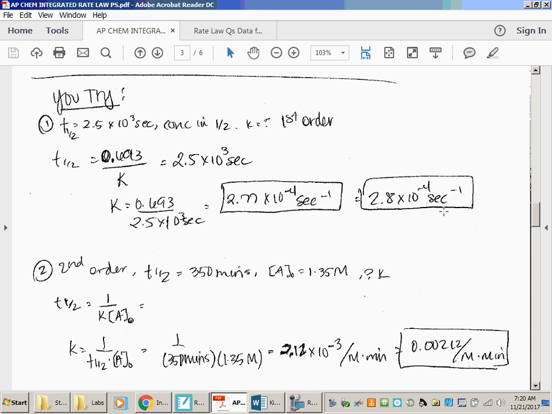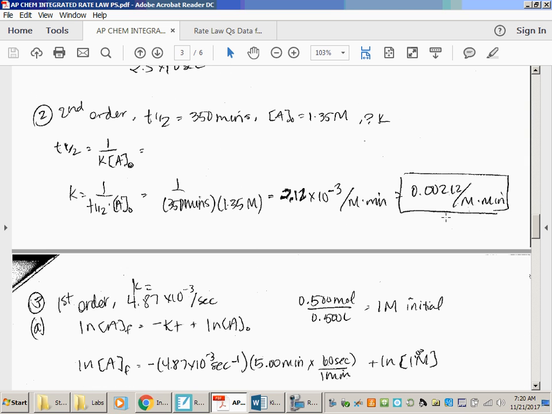3 was the first one I kind of heard a cry for, actually no, 2 was the one I heard a cry for help on. Someone asked me about 2, but really you just had to have the half-life equation for 2, so 1 over k times the initial concentration. They gave you the time and they gave you the initial, so to solve for k, you just had to rearrange the equation, and this was in minutes, so in the end you got 0.00211 per molar minute since you divided by molar. Thumbs up, can we move on from 2?